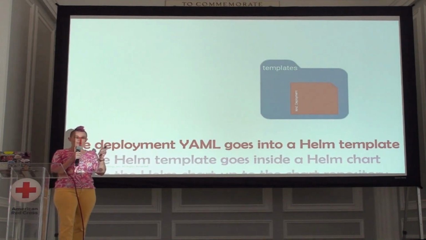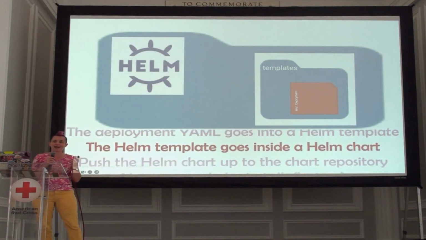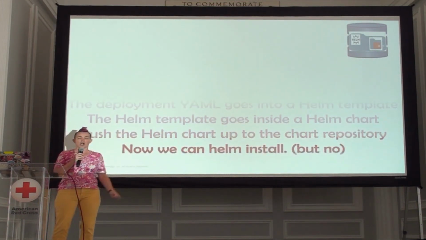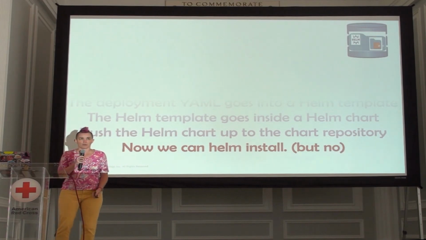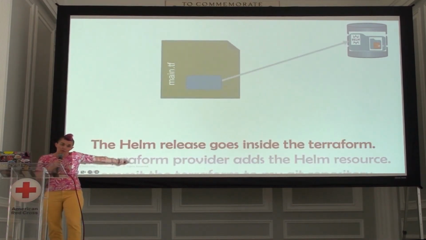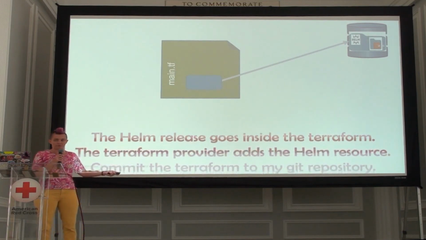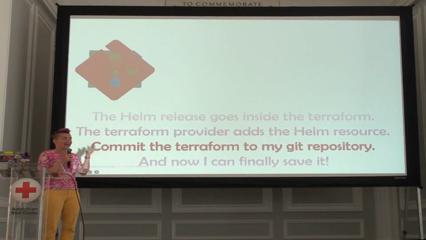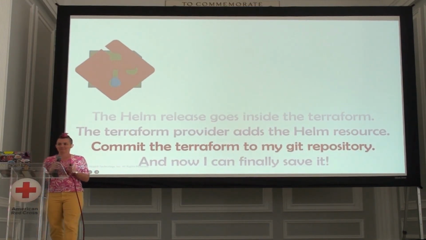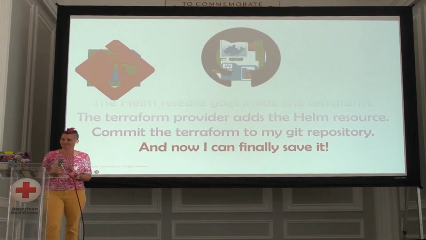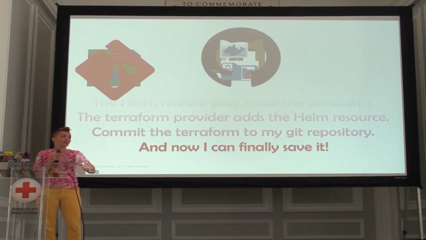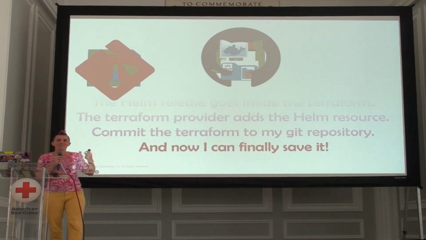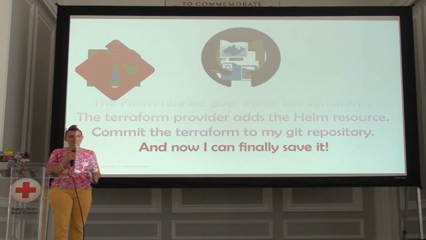The deployment YAML goes into a Helm template. The Helm template goes inside a Helm chart. Push the Helm chart up to the chart repository. And now we can Helm install. But no, because we're still not in infrastructure as code. So the Helm release goes inside the Terraform. The Terraform provider adds the Helm resource, and the Terraform to my Git repository, and now I can finally save it. Yay. All right, so just to make my app a proper deployment in infrastructure as code in Kubernetes.